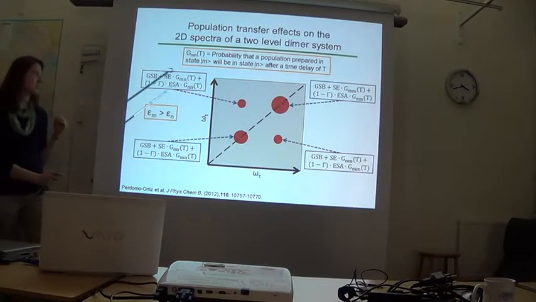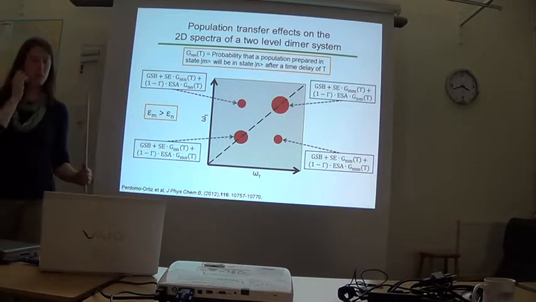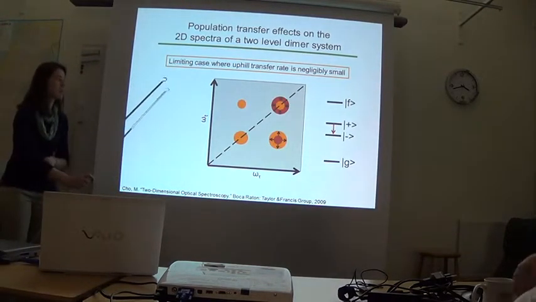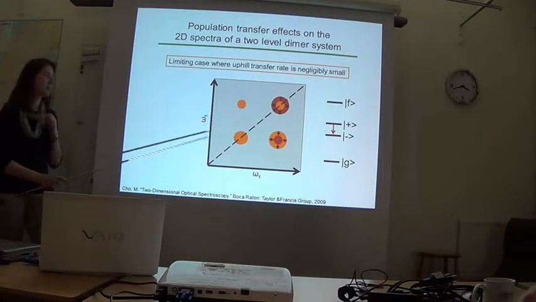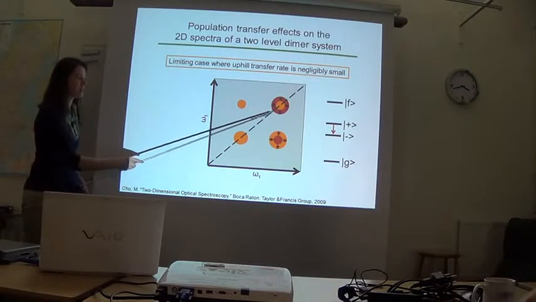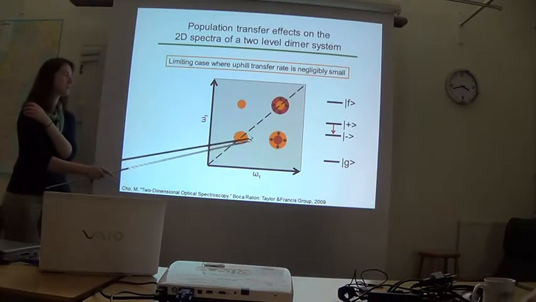So using our probabilities, we can approximate what our signal will look like in different scenarios. For example, if we had the case where we were only transferring energy downhill instead of uphill, we would see a decrease in the intensity of the upper off-diagonal and an increase in intensity of the lower diagonal and the lower off-diagonal.